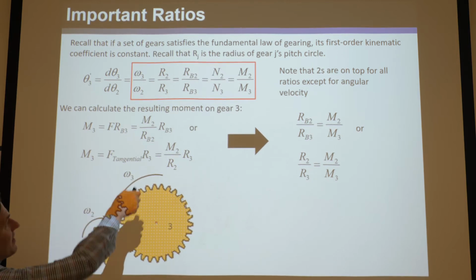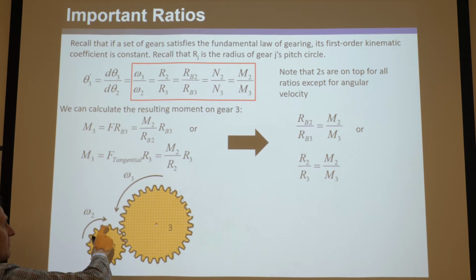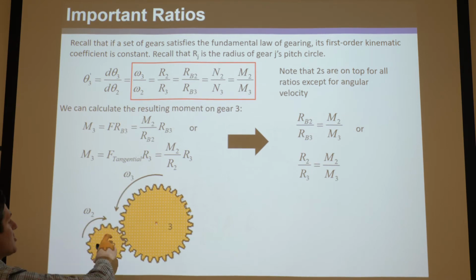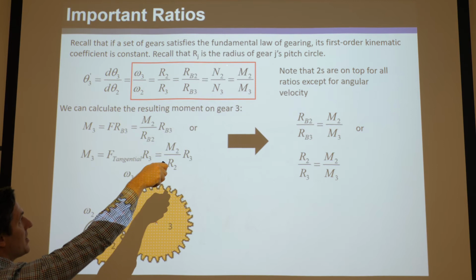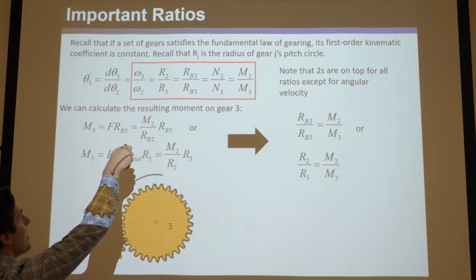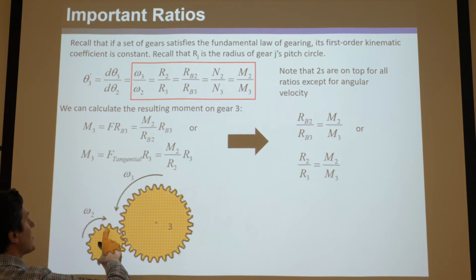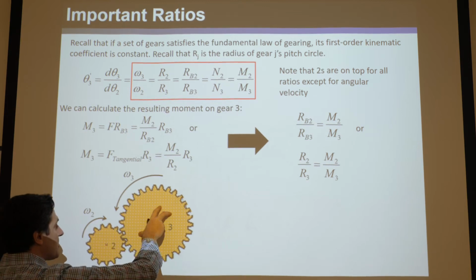by the way, this ratio is n2 divided by n3. So the small gear that has the fewer teeth is always going to go much faster than the big gear with a lot of teeth. So n2 is small, n3 is large, so this ratio is small, which means omega 3 is small and omega 2 is large. So you imagine the small tooth is always going fast and this is going much slower.